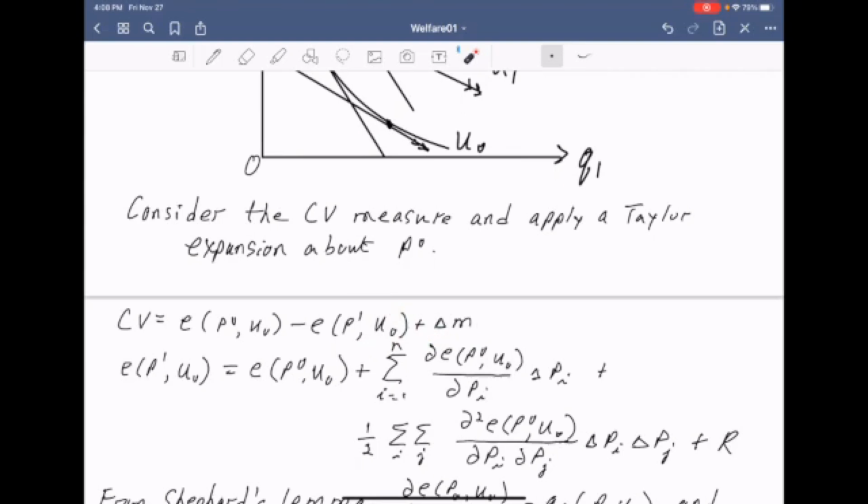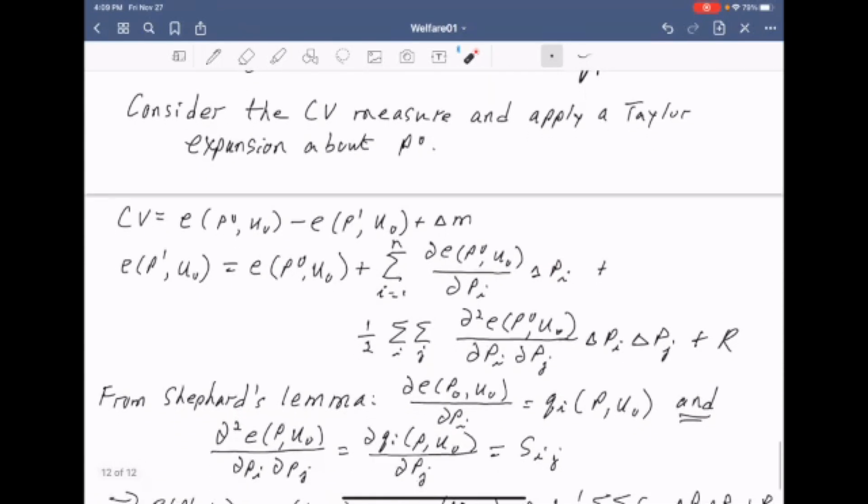Now, taking a Taylor series expansion about P0, we get E(P0, U0), plus the partials of the expenditure function with respect to Pi, summed over and multiplied by the changes in price, plus 1/2 the double sum over i and j of the second partial of the expenditure function at P0, U0 with respect to Pi and then Pj, multiplied by delta Pi, delta Pj, and then we have a remainder here, which we'll assume shortly will just go to 0.